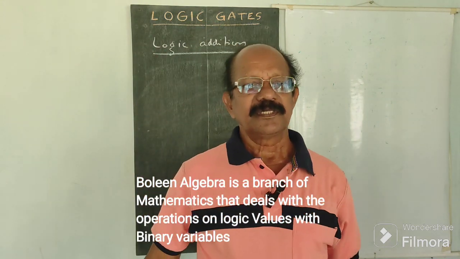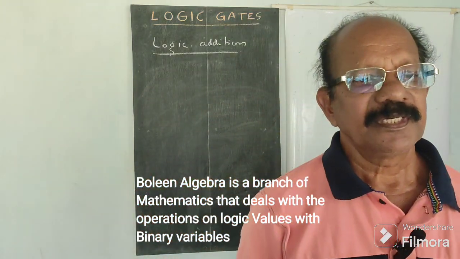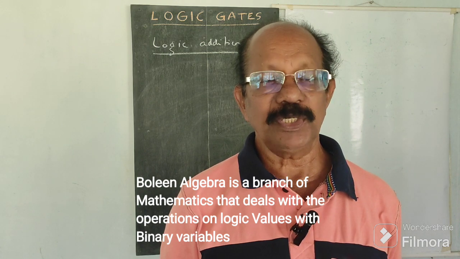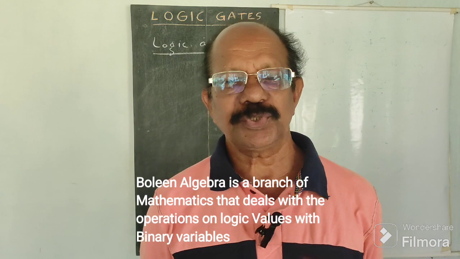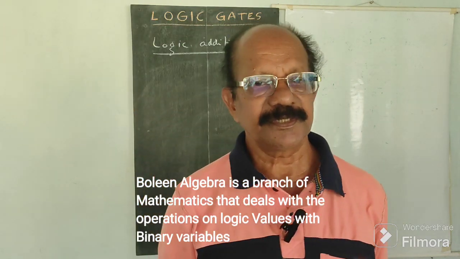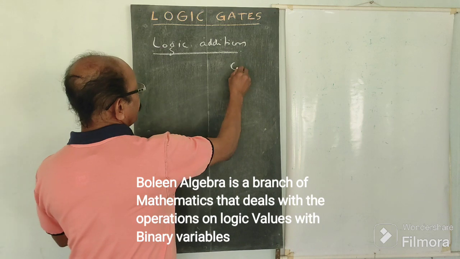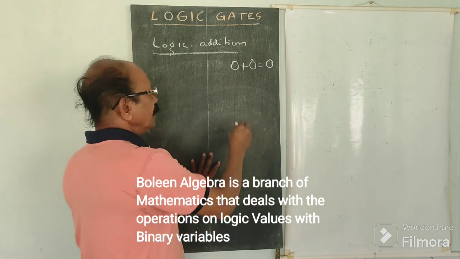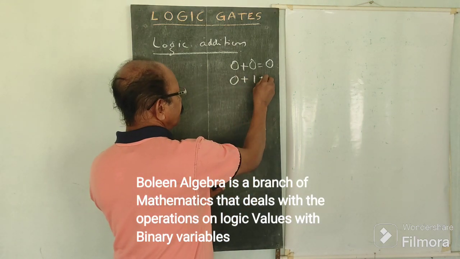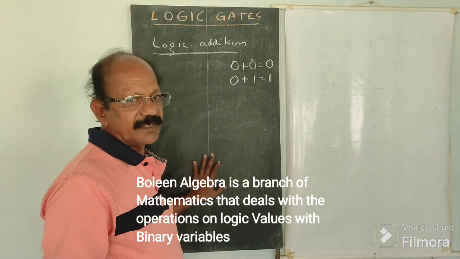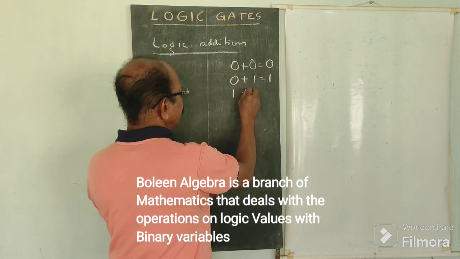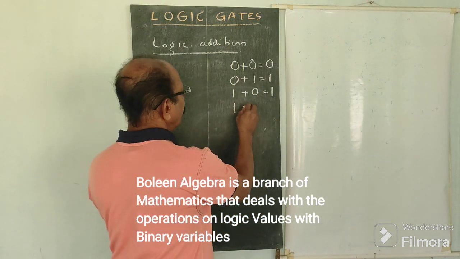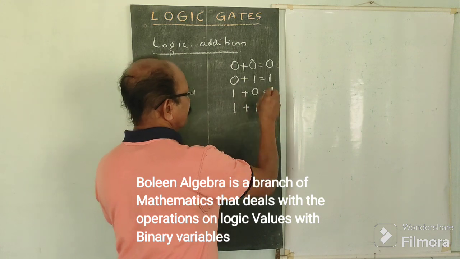According to Boolean algebra, the OR gate performs logic addition. Its truth table can be written as 0 plus 0 is equal to 0, 0 plus 1 is equal to 1, 1 plus 0 is equal to 1, and 1 plus 1 is equal to 1.